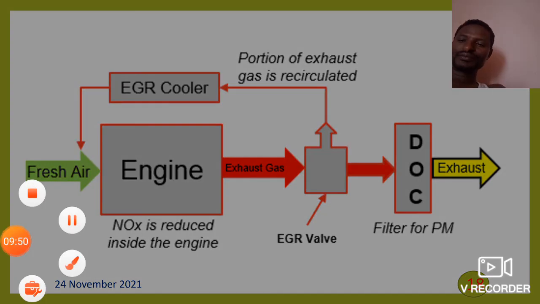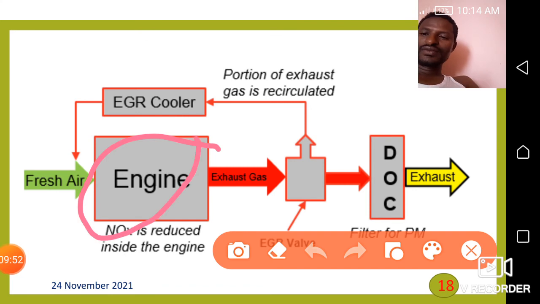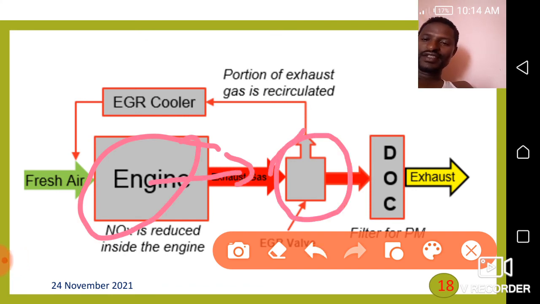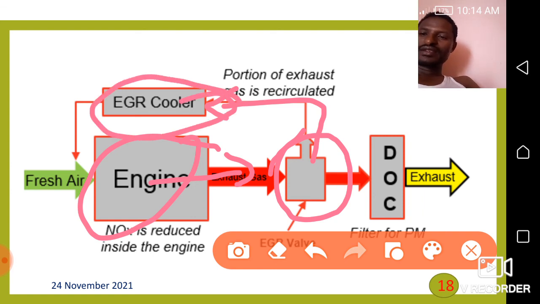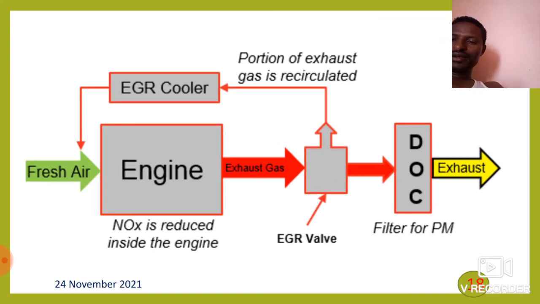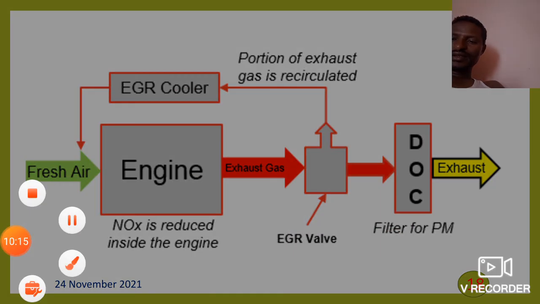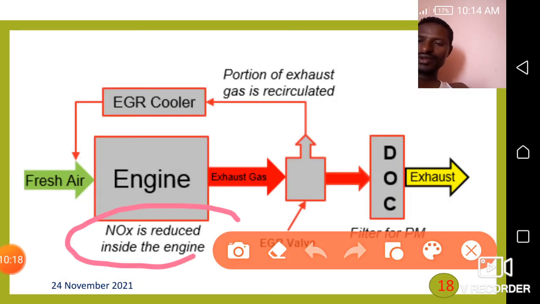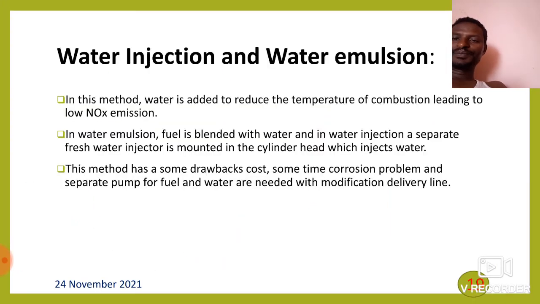Simply, you can see this engine. From the engine there is exhaust out. There is a valve here. That valve is the EGR valve, and some portion of the exhaust gas is recycled and cooled by this coolant, then comes to this fresh air and enters the engine again. So what happens here? The nitrogen oxide is reduced inside this combustion chamber.